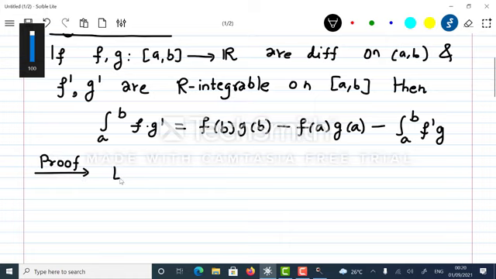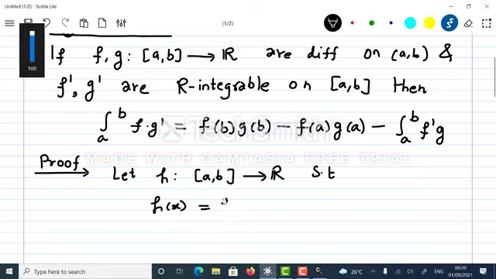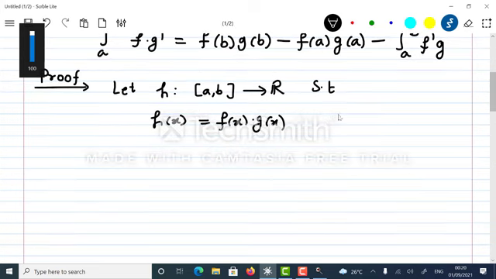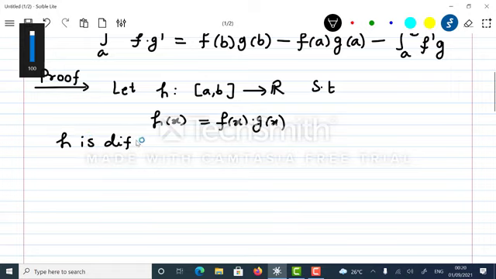We will define a function h. So let h be a function defined on closed interval a comma b to R such that h of x is equal to f of x into g of x. f and g are differentiable, so definitely the product is also differentiable, because if two functions are differentiable, then the product is differentiable. So h is differentiable on open interval a comma b.